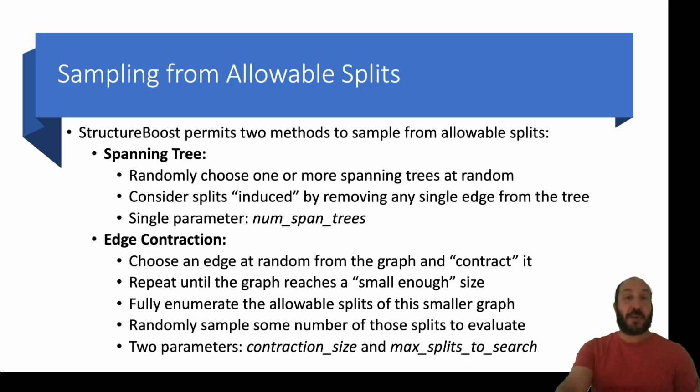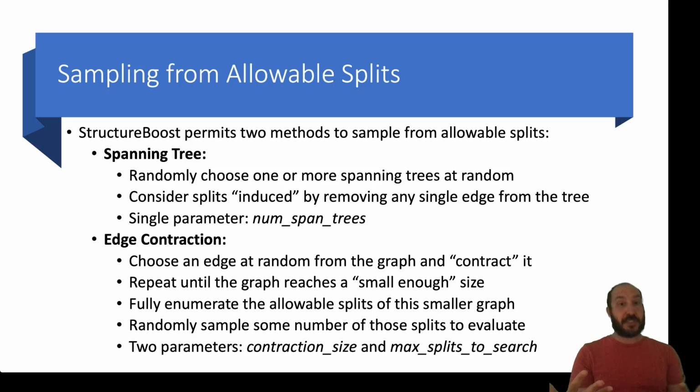So I'll briefly talk about the two methods by which we can do this. How do we sample from allowable splits? StructureBoost permits two methods. One is using spanning trees. So we have a graph. There are efficient algorithms to randomly choose a spanning tree of that graph. Once we have a spanning tree, removing any single edge from it gives us a split where each side is a connected component.